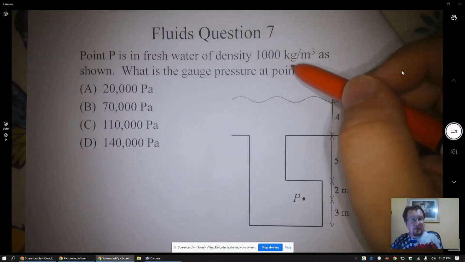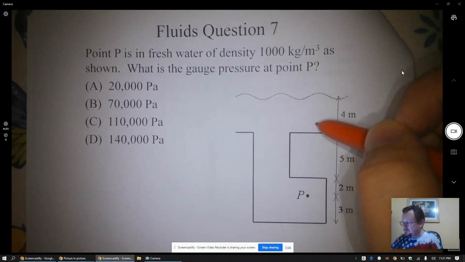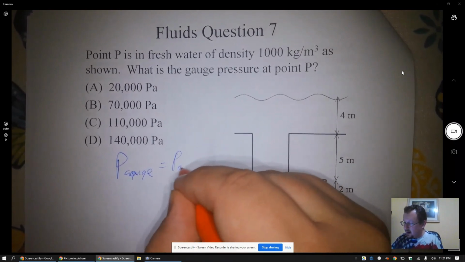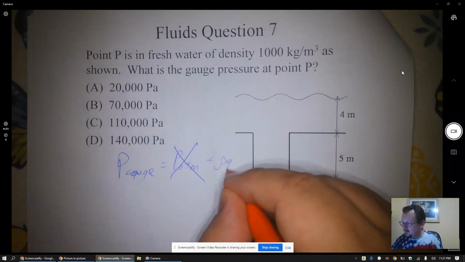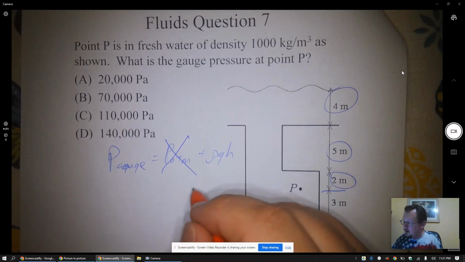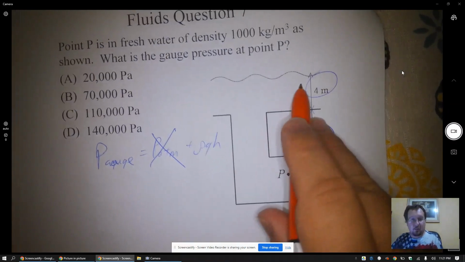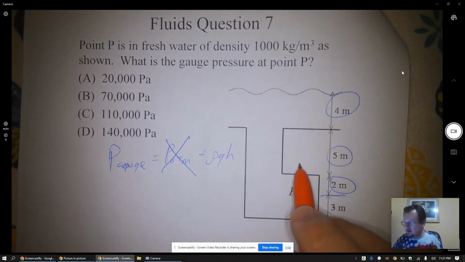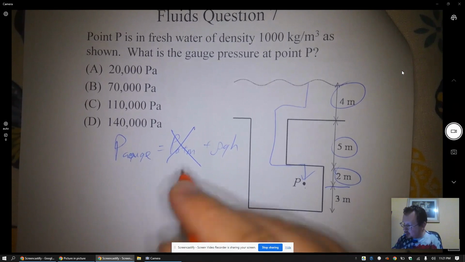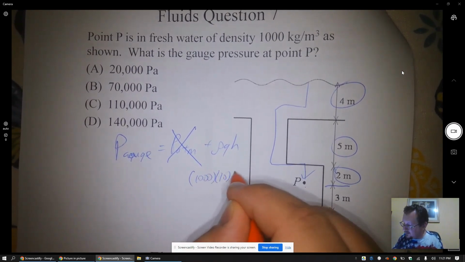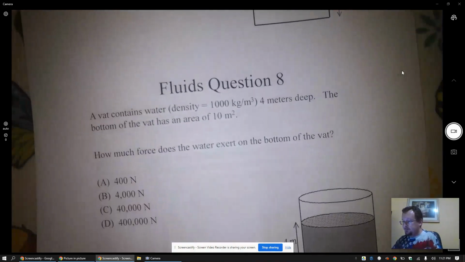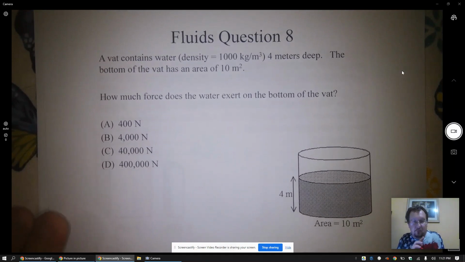Okay, point P is in fresh water. What is the gauge pressure? Gauge pressure does not include atmosphere, so we're not going to have an atmosphere term, but we will have a density, gravity, and H for depth. The depth is 2 plus 5 plus 4. That's 11. Isn't it just that? That's the whole point of this question. Students think that the ceiling matters. It really doesn't, because the pressure of the water can go around corners and things like that. Isn't that screwball? So 1,000 for density, gravity is 10, and the height is 11, so it's 110,000 pascals.